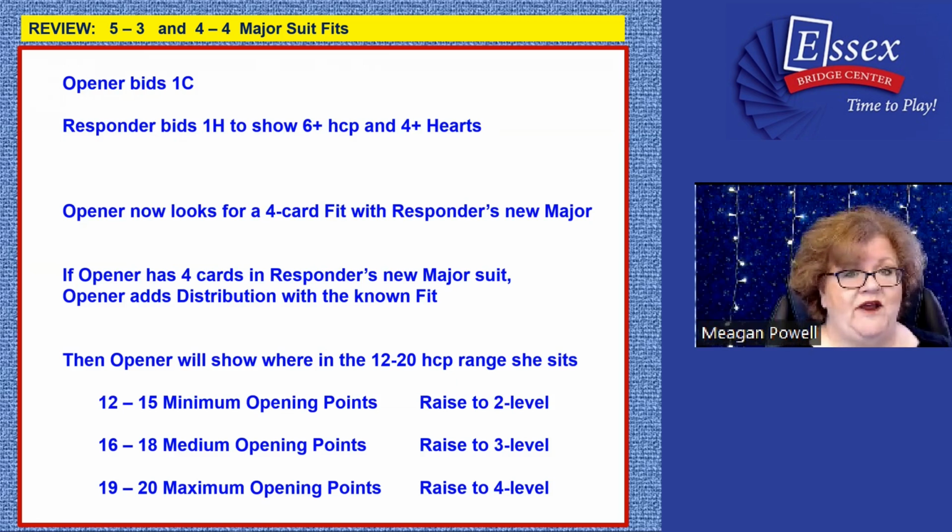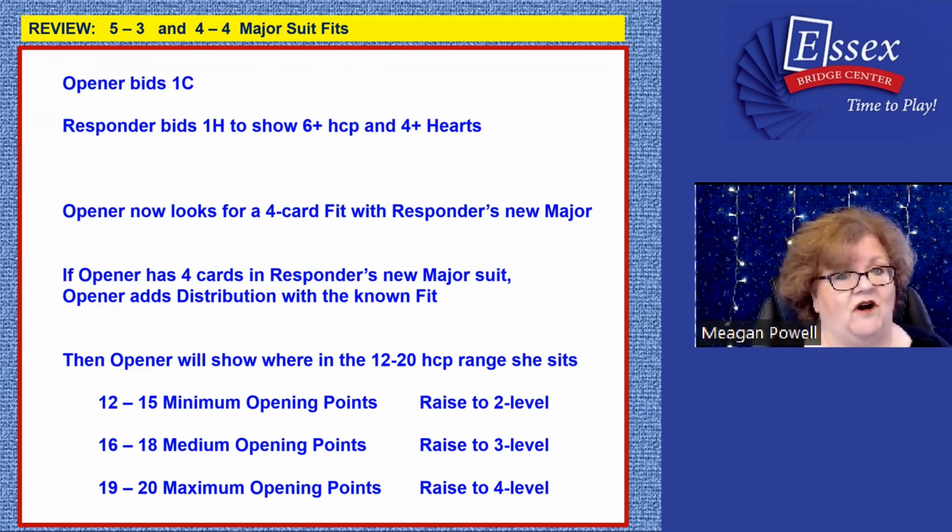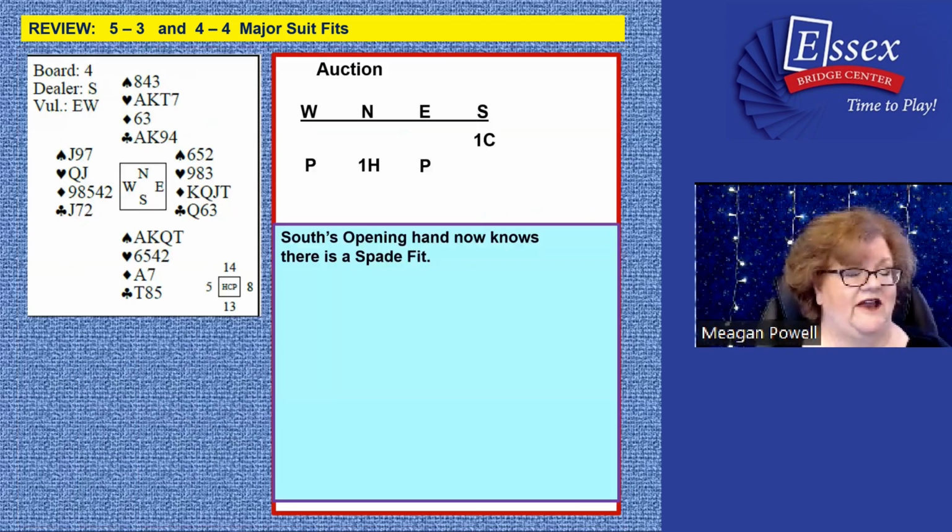Your 19 or 20 already gets you to 25, and you have a fit. You get to go to 4 hearts. So let's take a look again at this hand. We started with South opening 1 club, the longest minor suit. North's responding hand has at least 6 high card points and at least 4 cards in a major suit.